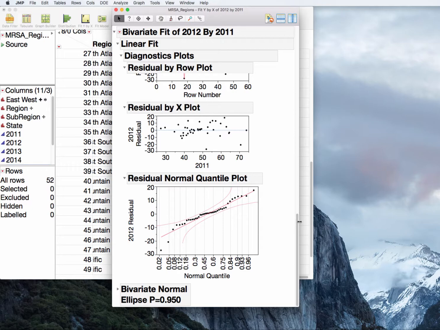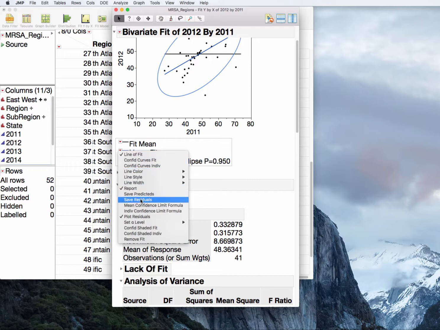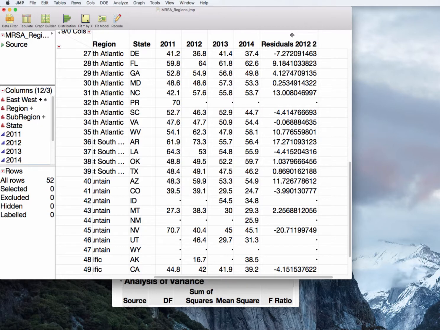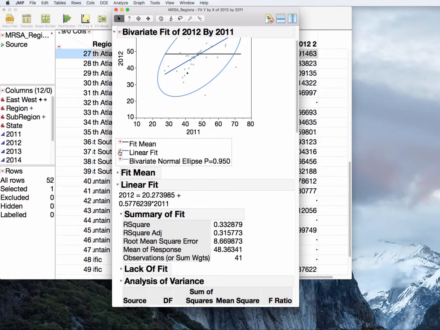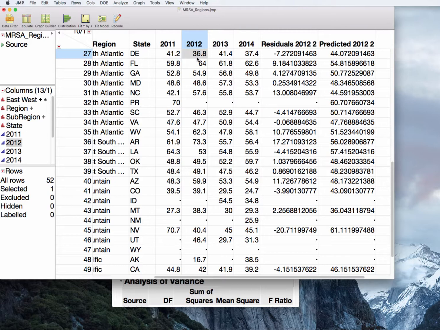You could also, if you wanted to, go up to the linear fit and ask to save the residuals. And you'll notice that there is a new column now in our data set. It has saved the residuals associated with each of our rows. So for 2012, we can see that it's predicting it to be 7 points off. You can actually save the predicteds as well. So we could see here for Delaware that while we observed a 36.8 in 2012, the model is predicting it to be a 44.1. And we'll do that for every row.